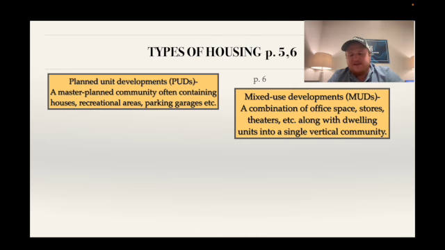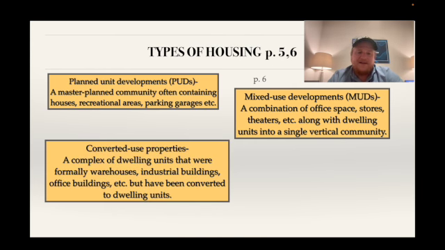Converted use properties is pretty much just as it says. That's anything that used to be something else that's doing something different now. In Tulsa, there's the Brady Arts District. It used to be a manufacturing district. It's not a manufacturing district anymore. It's used for retail stuff, bars and whatnot.